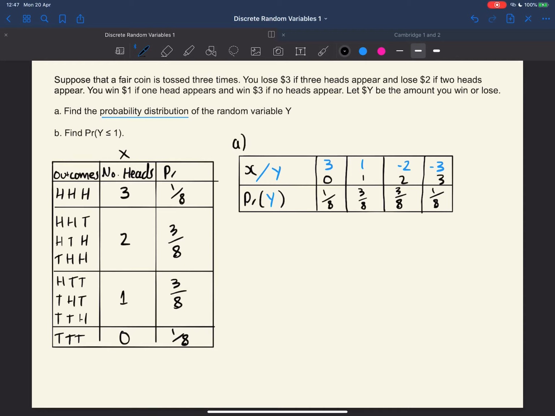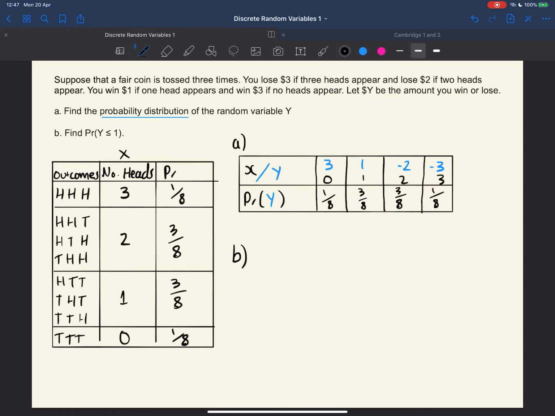Part B. Find the probability that the number of dollars you win or lose, remember, win or lose, is less than or equal to 1. Less than or equal to 1. Is this less than or equal to 1? No, it's not. Is this less than or equal to 1? Yes, it is. So is this. So is this. These three numbers are less than or equal to 1. And so what we do is we find their probabilities and we add them together.